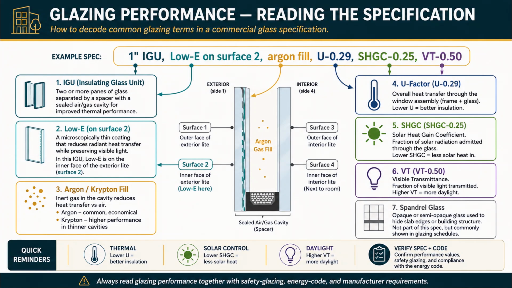The quick reminders pull it together. Lower U equals better insulation. Lower SHGC equals less solar heat. Higher VT equals more daylight. And always read glazing performance together with safety glazing, energy code, and manufacturer requirements. Now read that spec back to yourself. It's a sentence now, not a code.